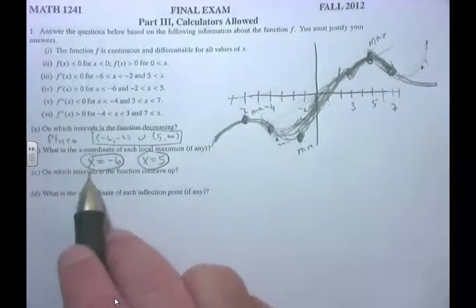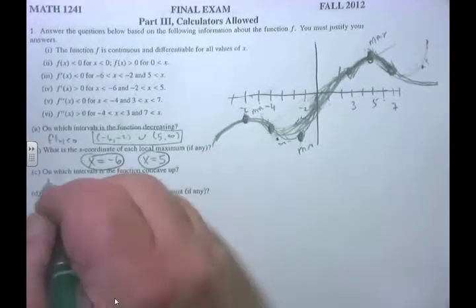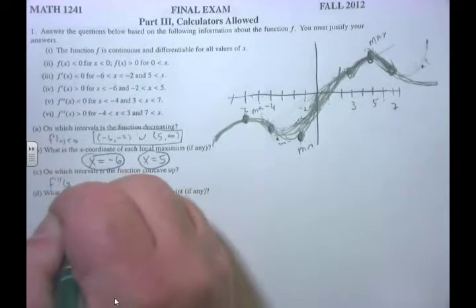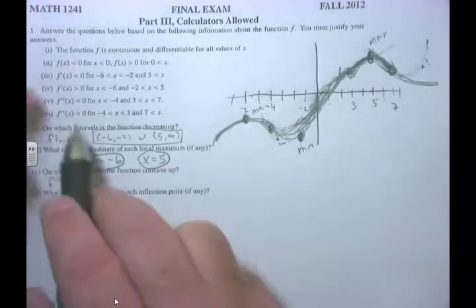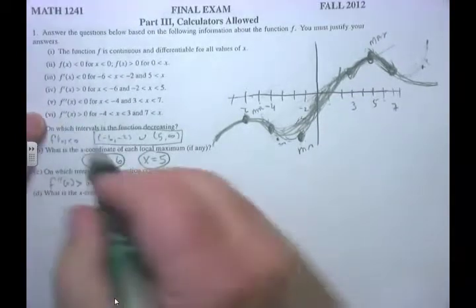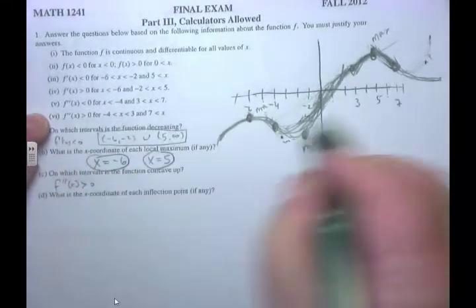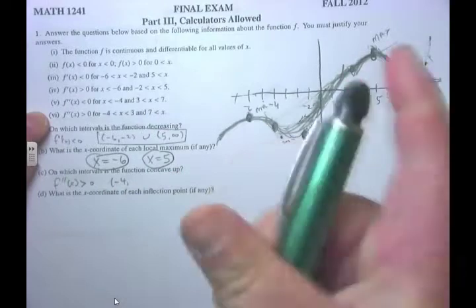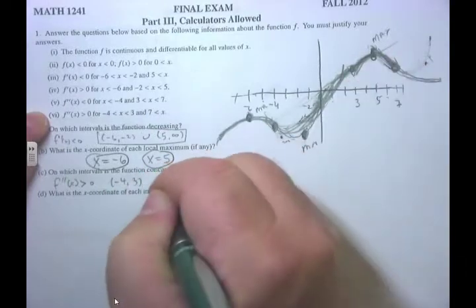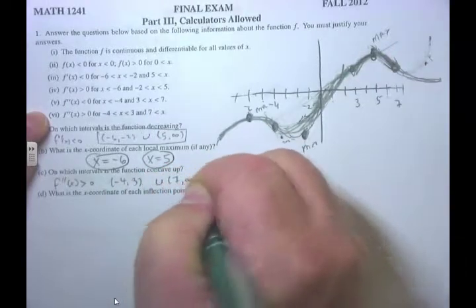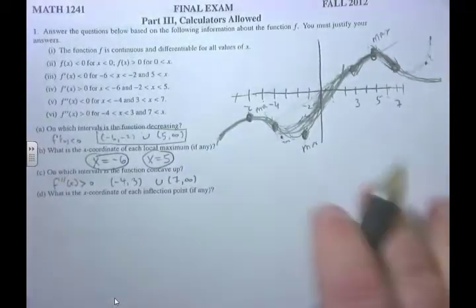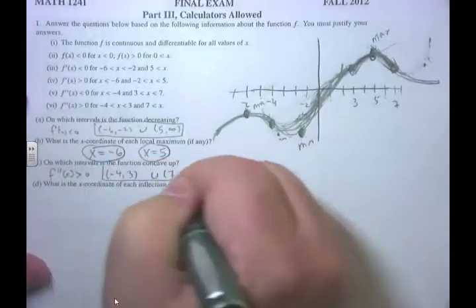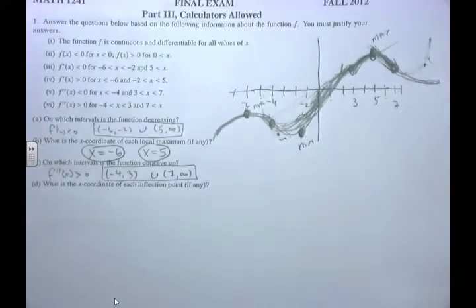On what intervals is the function concave up? To be concave up, the second derivative has got to be greater than 0. Where's my second derivative greater than 0? I can read it right off here, but I can also look at my picture. That is between -4 and 3, union 7 to infinity. And so, again, reading it right off the equation there. But this really showed my work.